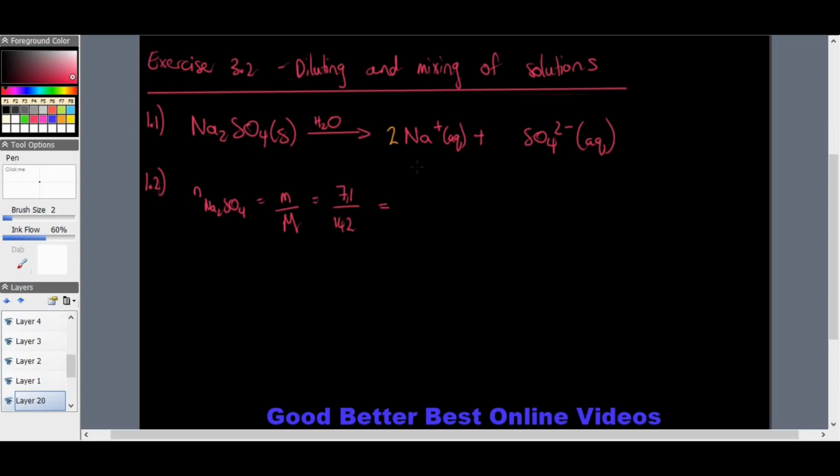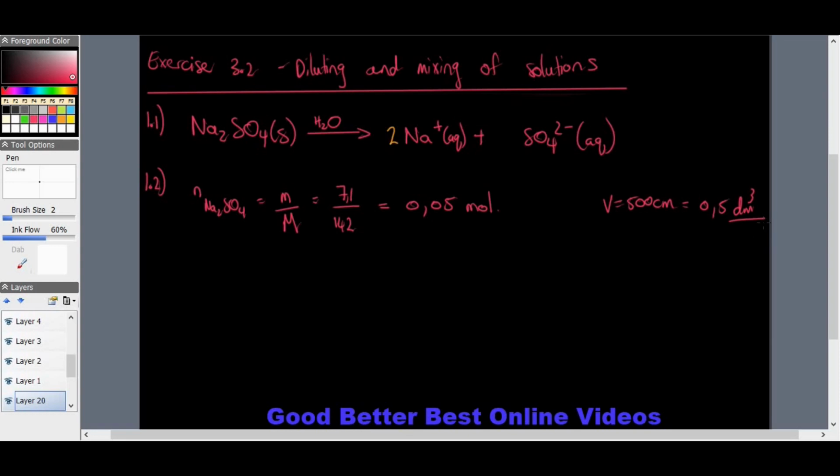Let me just see where I am. We put that in on our calculator: 7,1 divided by 142 gives us 0,05 mole. Now that we have the amount of moles, we are told the volume was equal to 500 cubic centimeters, which should be equal to 0,5 decimeters cubed, and we work in decimeters cubed for volume in chemistry.